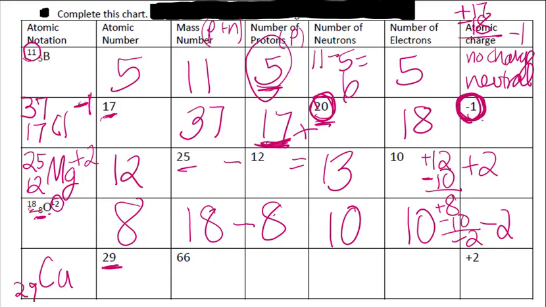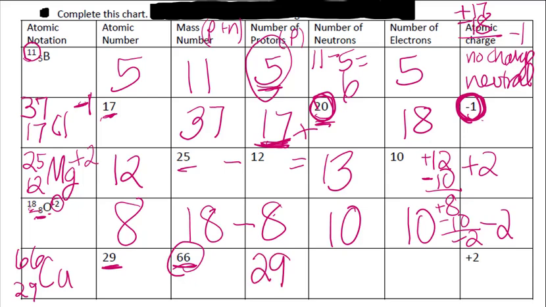And so that'd be 29 down here. It tells me that it has a mass of 66. Now if I were to look at the periodic table and find copper, at the bottom, it says that its mass is 63.546, but here it says 66, so that just means it's an isotope. Not a problem.